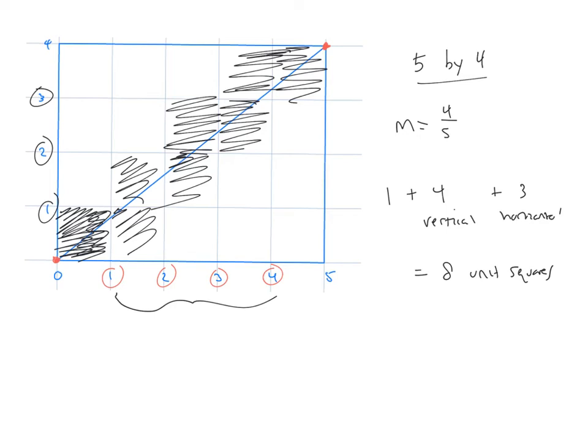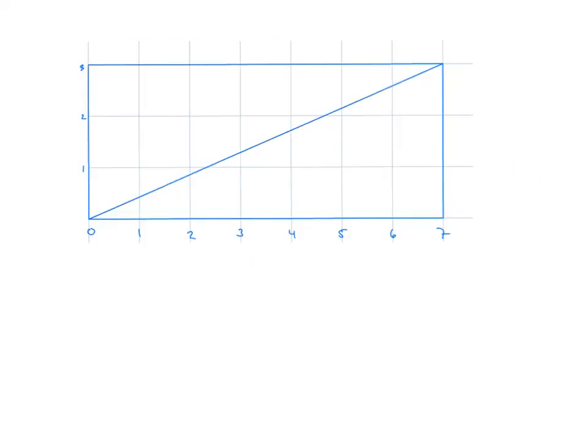So let's see if we can generalize. This 4 here is 1 less than the base of the rectangle, so I'm just going to put a 5 minus 1, and the horizontal is 4 minus 1, which is 1 less than the height. So let's see if this works on another example, and then we'll solve the initial problem.